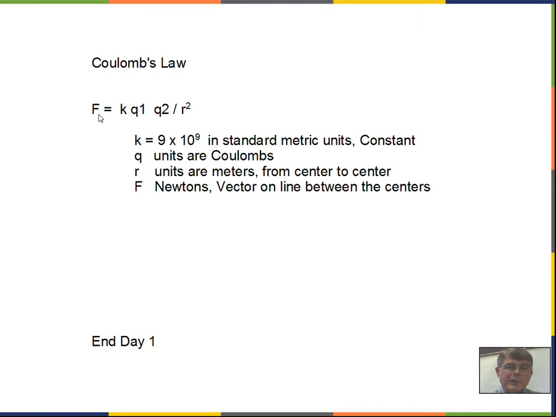This force will be directly on a line towards the centers or away from the centers of the two objects. It is a vector. We must keep track of the vector direction as well as the size in newtons for the calculations. So Coulomb's law: electrical force is equal to 9 times 10 to the ninth times the first charge in coulombs times the second charge in coulombs, divided by r squared.